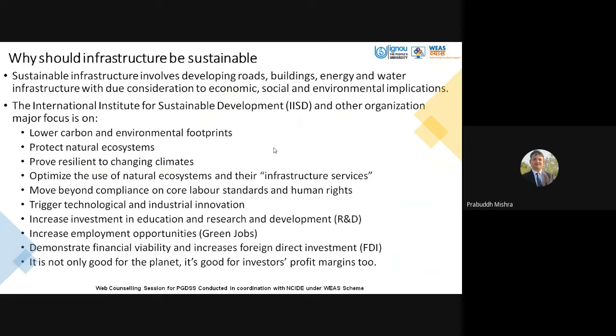And so many organizations like the International Institute of Sustainable Development, IISD, UNEP, United Nations Development Program, UNDP, while funding any development of infrastructure, what they are taking care of, what kind of guidelines or vision they have, that major focus I have written here.